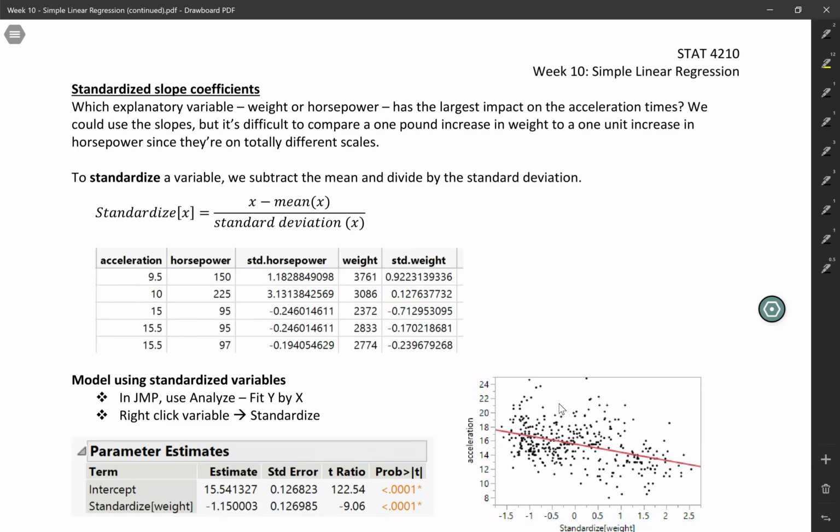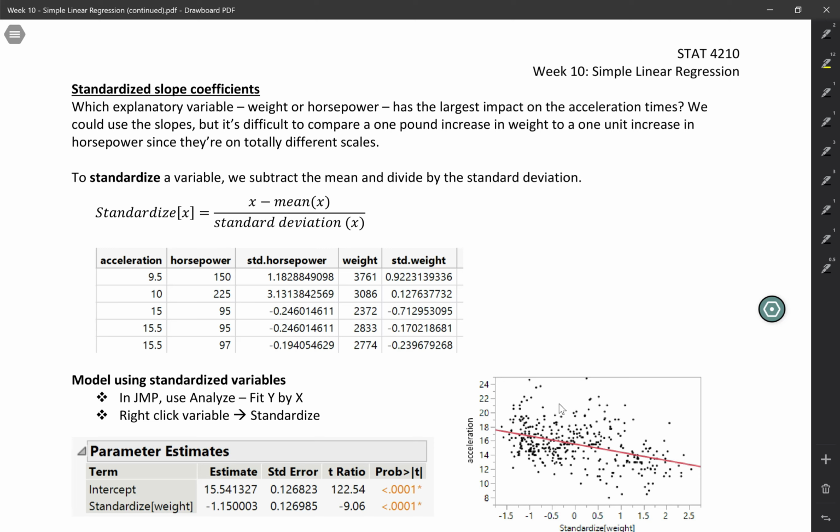We've talked about using transformations when the conditions for inference are violated, but another reason that we might want to use transformations is to standardize the slope coefficients. So let's say that we're looking at predicting acceleration times for cars, and we want to know which explanatory variable, weight or horsepower, has the largest impact on the acceleration times.